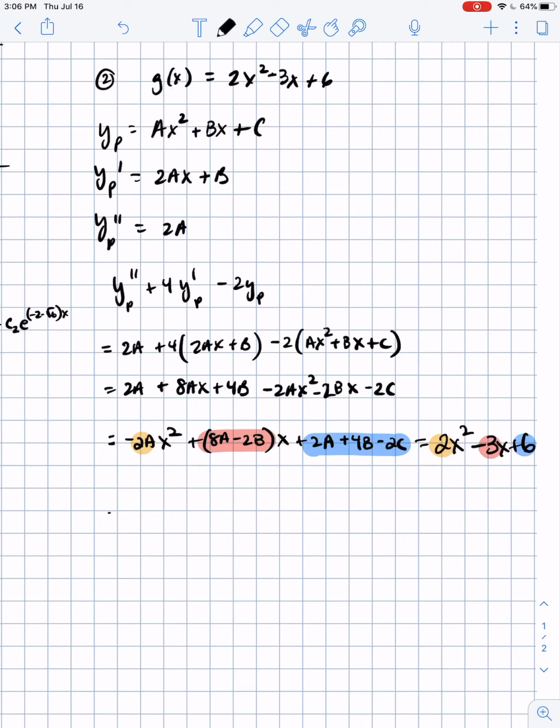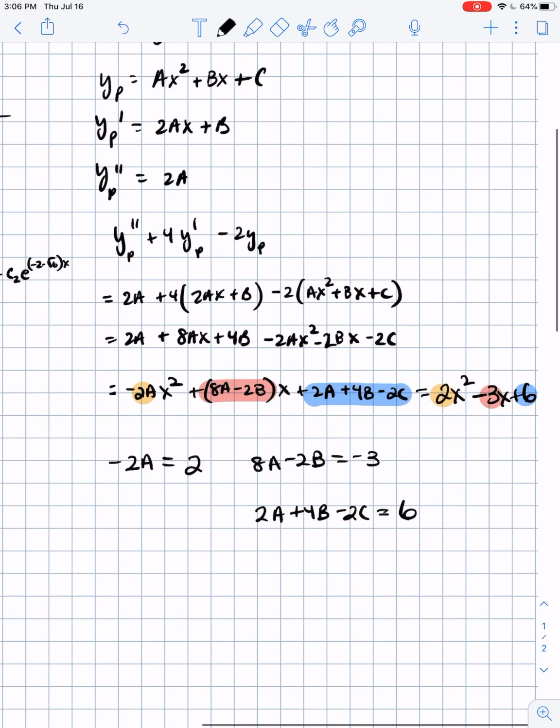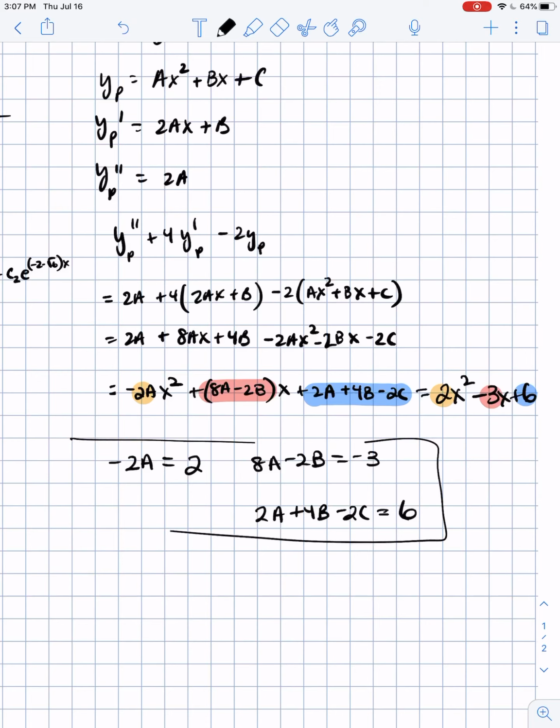Okay, I'm going to set those equal. 2a has to equal 2. 8a minus 2b has to equal negative 3. And 2a plus 4b minus 2c equals a positive 6. Now you have 3 equations, 3 unknowns, and you just have to solve for each of them. So here, a is going to be negative 1, b is going to equal negative 5/2, and c winds up being negative 9.